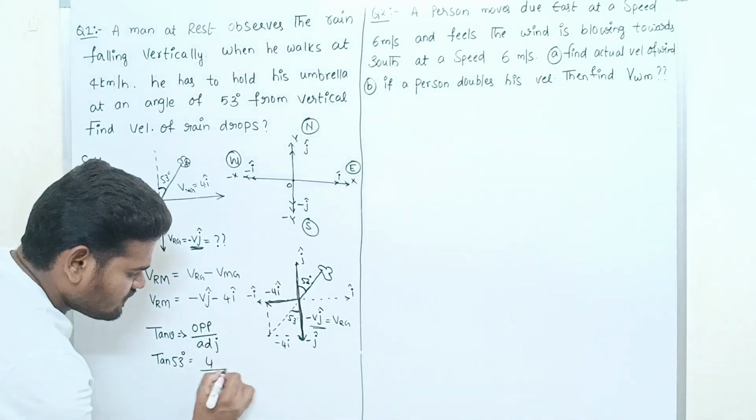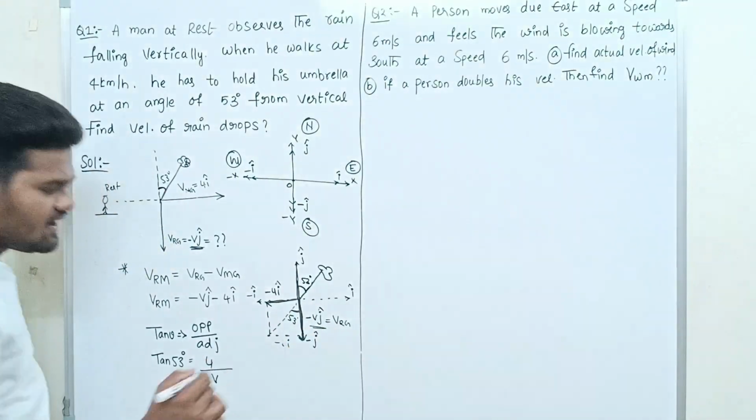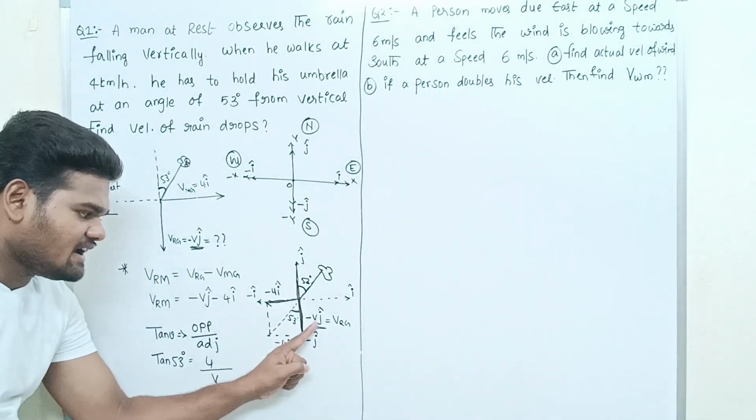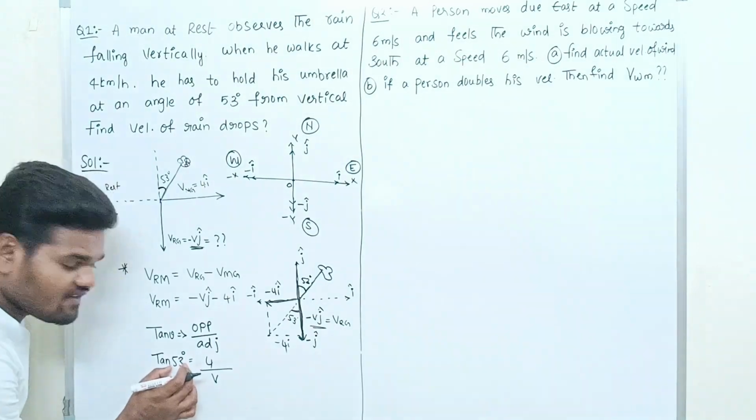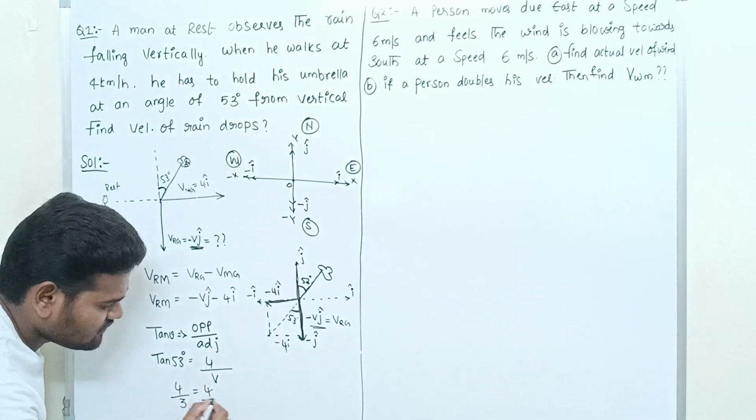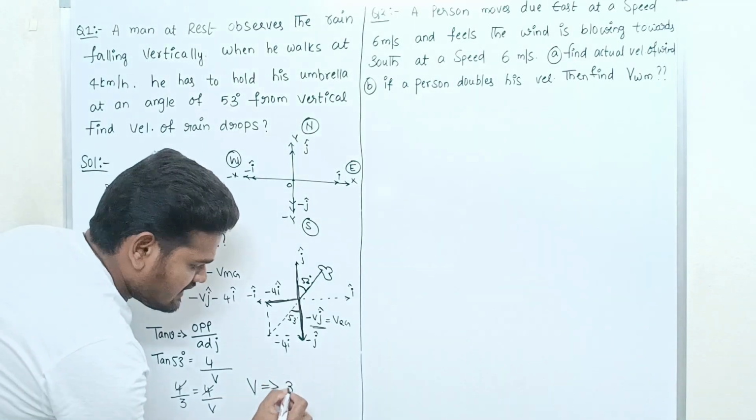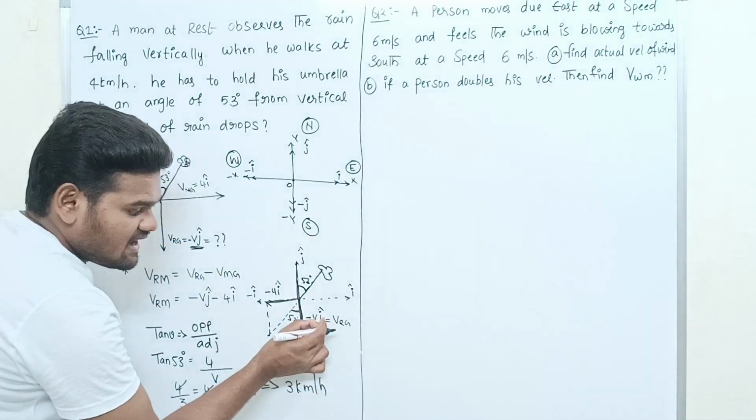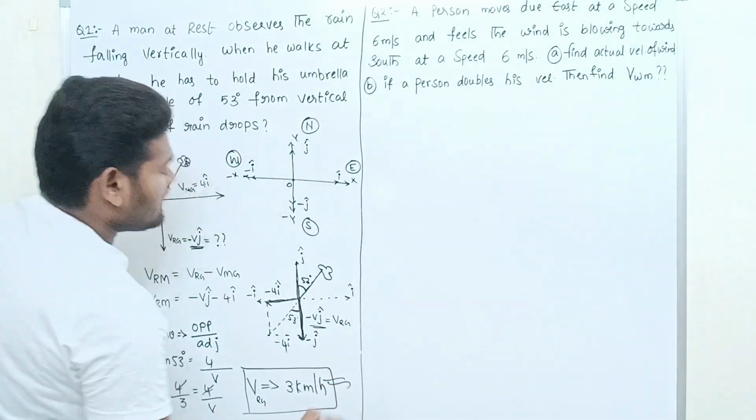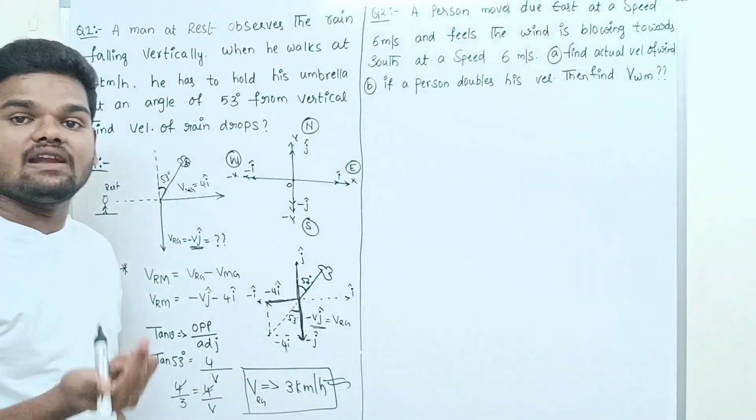So the opposite side is how much? The opposite side is equal to 4, and the adjacent side along theta side we have v. What is the value of tan 53? The value of tan 53 is 4 by 3, that is equal to 4 by v. 4 gets cancelled out. From this we got v is equal to how much now? 3 kilometer per hour. What is this? This is the velocity of rain with respect to the ground. So this is the actual velocity of raindrops. Velocity of rain with respect to ground is equal to 3 kilometers per hour.